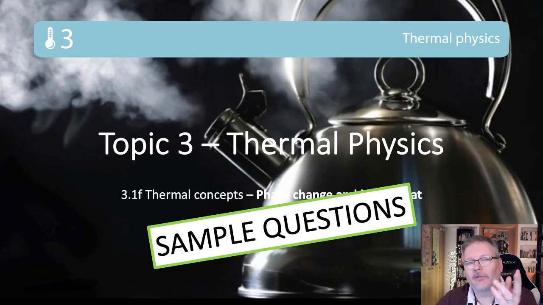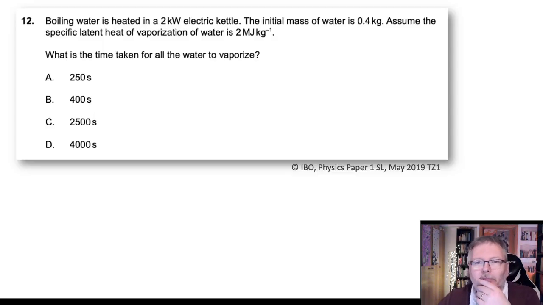Let's look at some questions involving phase change and specific latent heat. And we'll start off, as ever, with a multiple choice question taken from a paper 1 standard level. Boiling water is heated in a 2 kilowatt electric kettle. The initial mass of water is 0.4 kilograms. Assume the specific latent heat of vaporization of water is 2 megajoules per kilogram. What is the time taken for all of the water to vaporize?